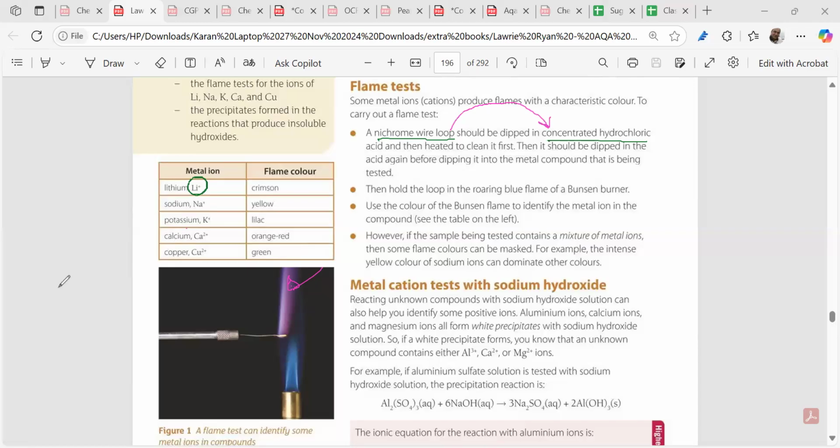Next, we dip it into the solution or the solid salt. If it is lithium, it will be crimson. If it is sodium, it is yellow. If it is potassium, it will be lilac. If it is calcium, it will be orange red. If it is copper, it will be greenish, right? So these bits you have to master, right?